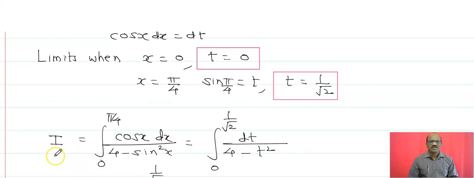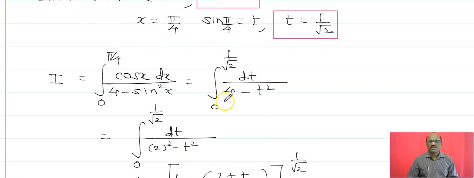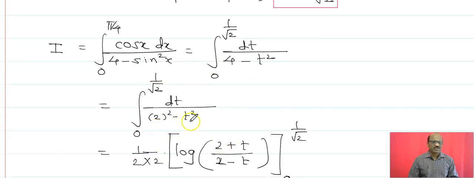Now therefore integral I is equals to 0 to pi by 4 cos of x dx upon 4 minus sin square x. Therefore integral 0 to 1 upon root 2. What about here? Cos x into dx is equals to dt, so it is dt upon 4 minus t square. And 4 can be written as 2 raised to 2 minus t square. Now it is of the form integral dx upon a square minus x square, which is 1 upon 2a log of mod of a plus x upon a minus x. In a similar manner, this is also 1 upon 2a, where a is 2: log of 2 plus t upon 2 minus t.